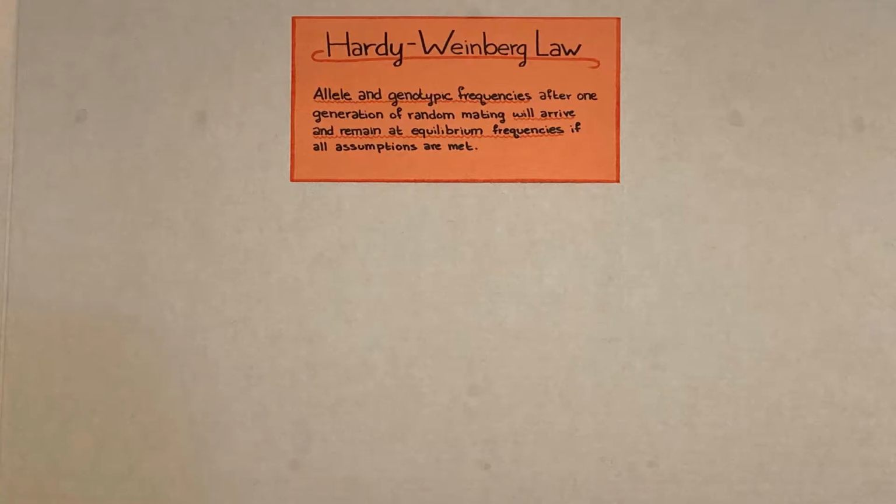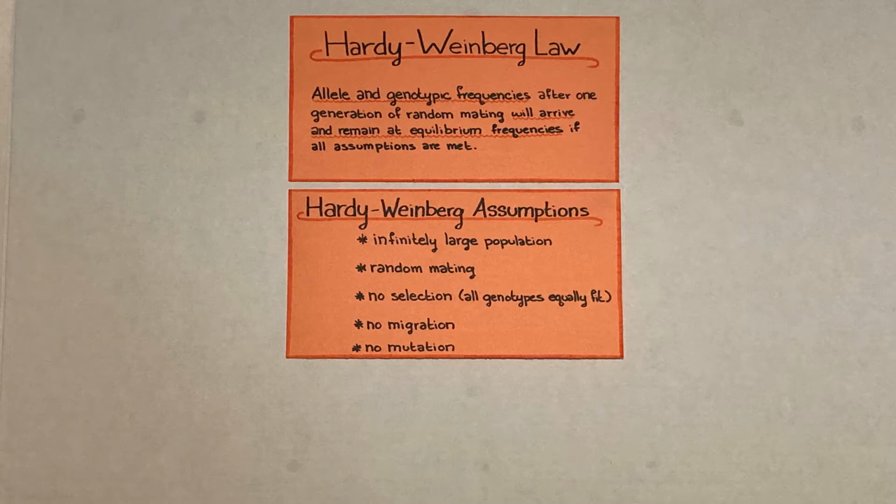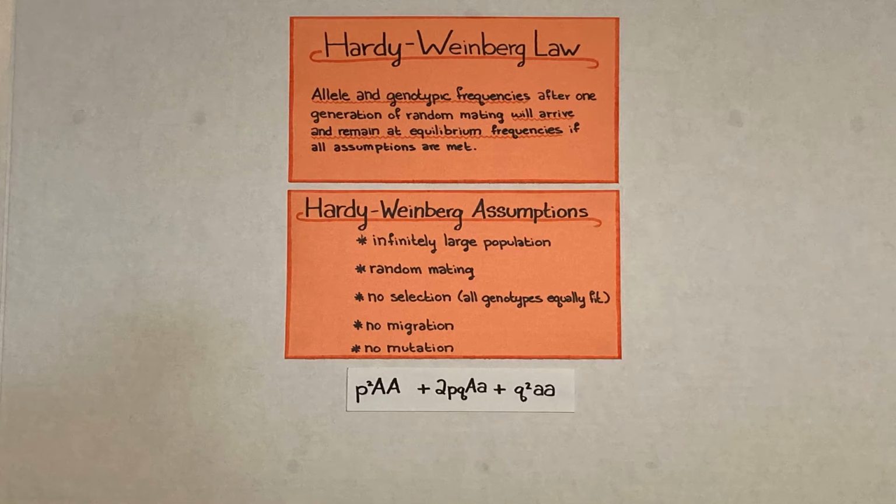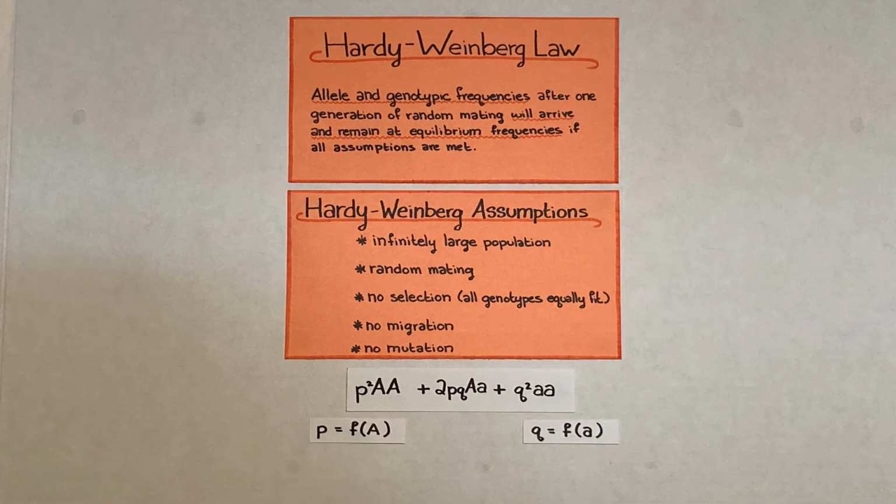The Hardy-Weinberg law states that the allele and genotype frequencies after one generation of random mating will arrive and remain at equilibrium frequencies if all assumptions are met. These assumptions are that the population is indefinitely large, that random mating occurs, that there is no selection, that there is no migration, and that there are no genetic mutations. The genotypic frequencies in equilibrium are represented by this equation. The variables in this equation, P and Q, represent the allele frequencies of the dominant and recessive alleles respectively.